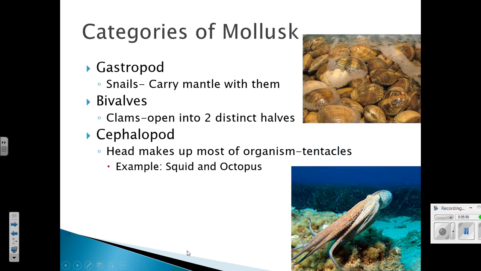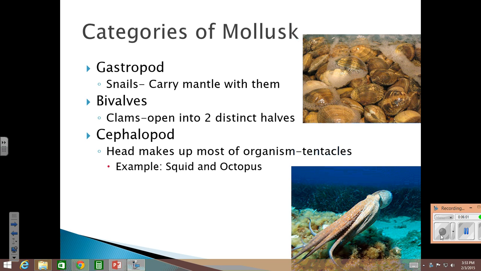Okay, we can break down mollusks into three categories. The gastropod. Gastro means stomach and pod means foot. So gastropod literally means stomach foot, like a snail, basically made of a huge stomach and the foot part. Bivalves, meaning they can open into two halves, like a clam. And cephalopods. Cephalo means head, so it means head foot. So that's what an octopus really is. It's just a head and a bunch of legs, right? So that would be like a squid or octopus.